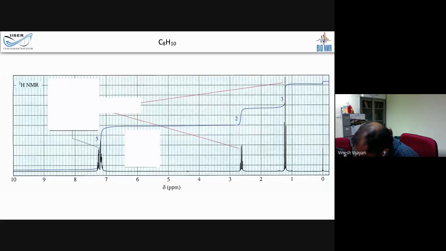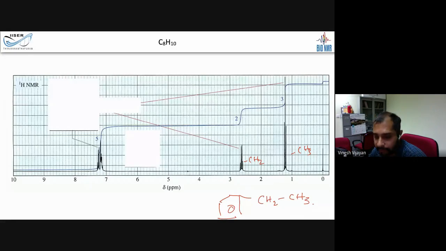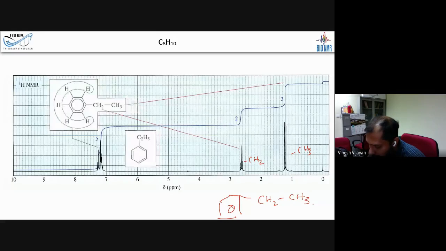From these two integral values, it is easy to see, right? This has to be a CH3, and this has to be a CH2, and they are attached to each other. So it has to be a CH2CH3, because only then it makes sense. 3, 2, 5. Now what will the benzene ring be? This is what it will be, that is C2H5 benzene.